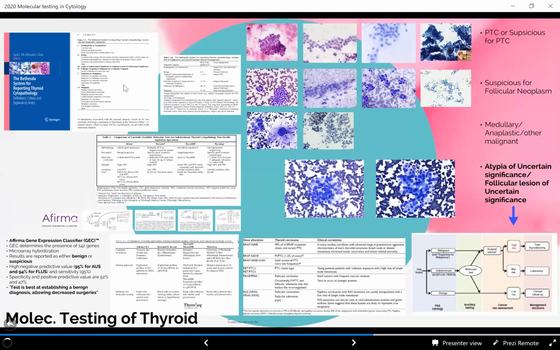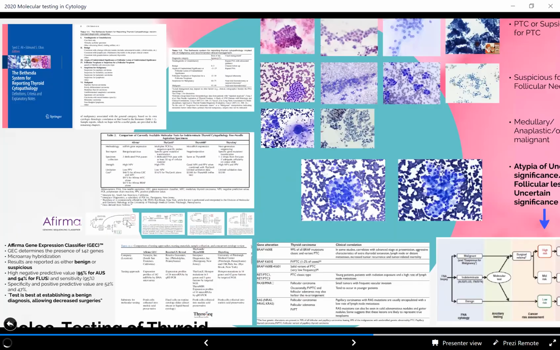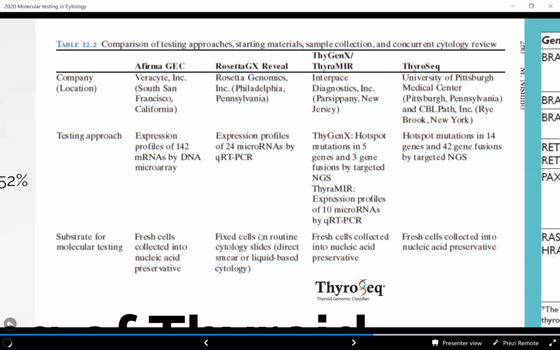I do not own stock in any of these. Afirma, Thygenex, Thyromer, Thyroseq, Thyrosec, I guess. Each one has its own requirements, and so you would have to know pretty much which one, what they need. So, for example, Afirma would need fresh cells. Rosetta GX needs fixed cells, and so on.